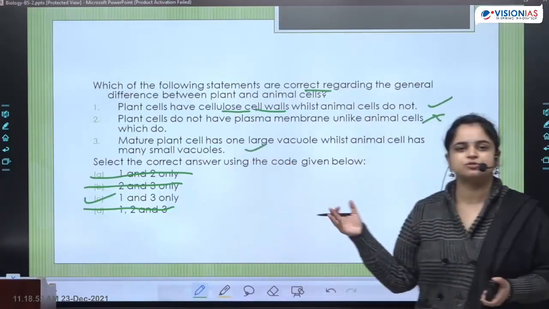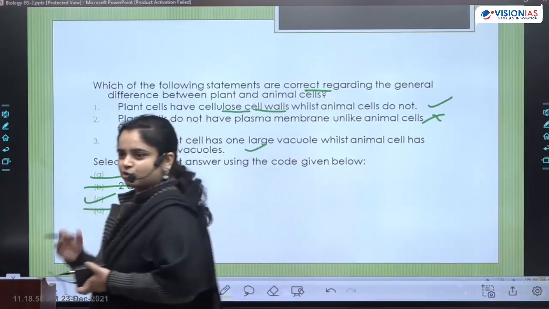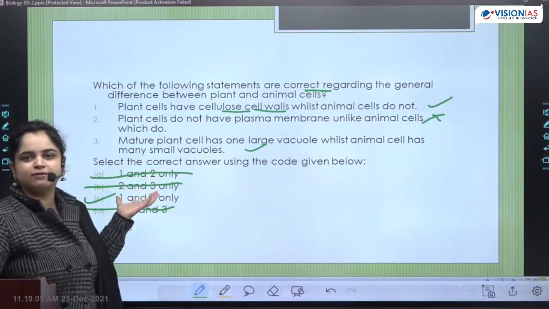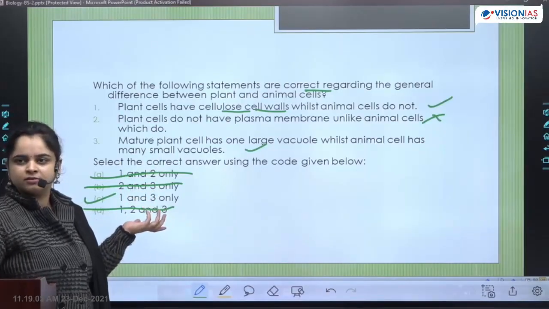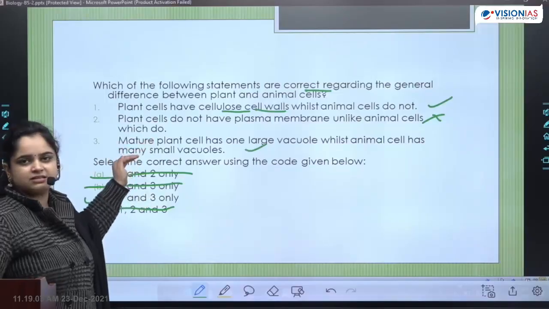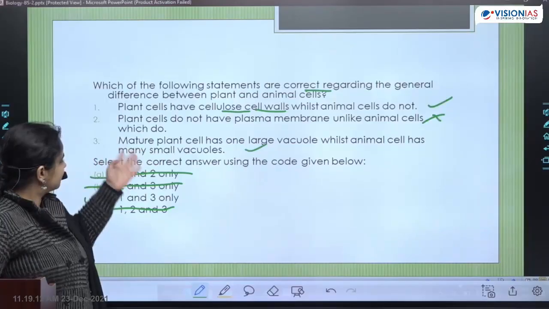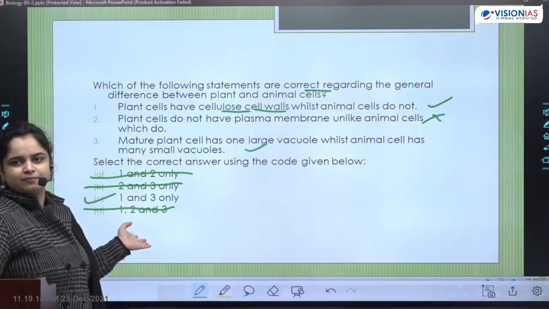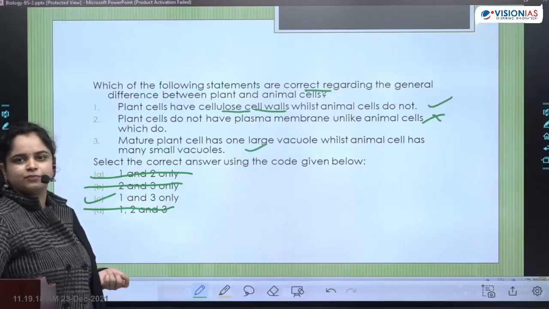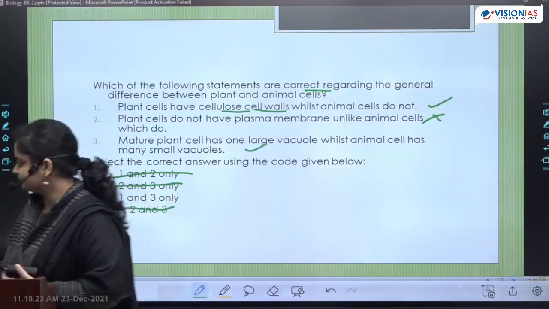They've just put in this word mature, just to make you rethink whether mature has some other significance, but it doesn't. It just means a fully developed plant cell, that's it. And the basic idea stays with that. But even if this might have confused you, the options will bring you to the right answer, which is C. 1 and 3 only. Okay, answer C, 1 and 3 only.